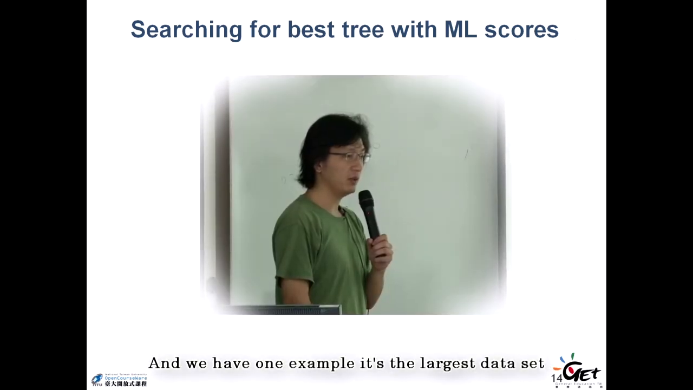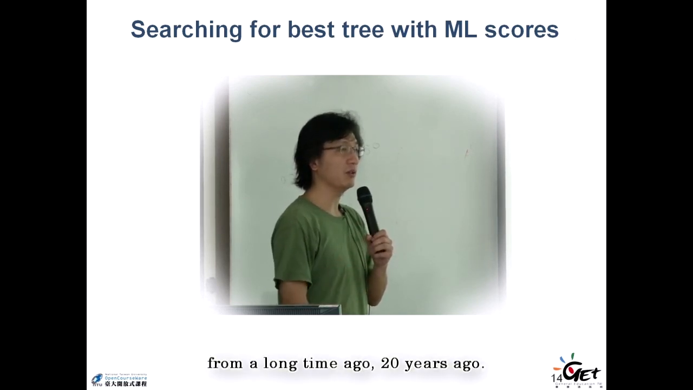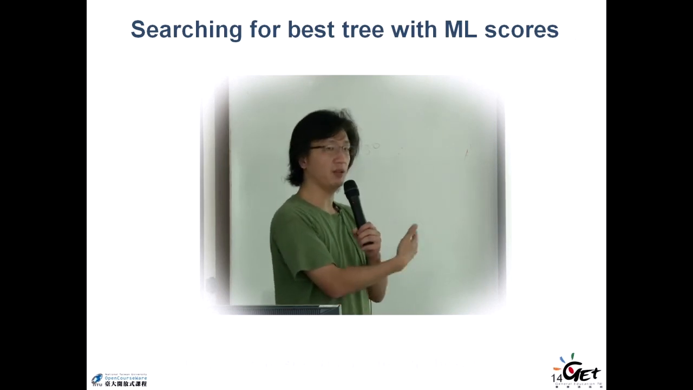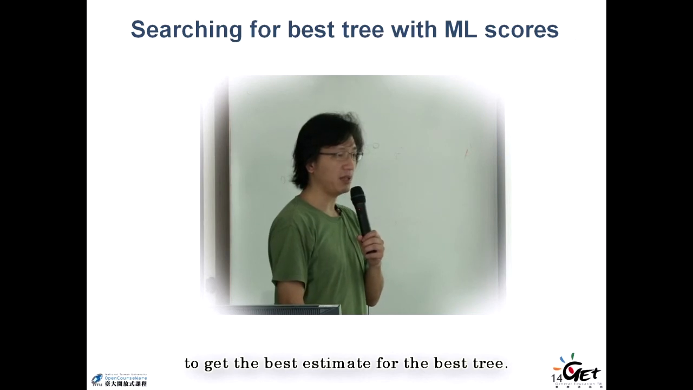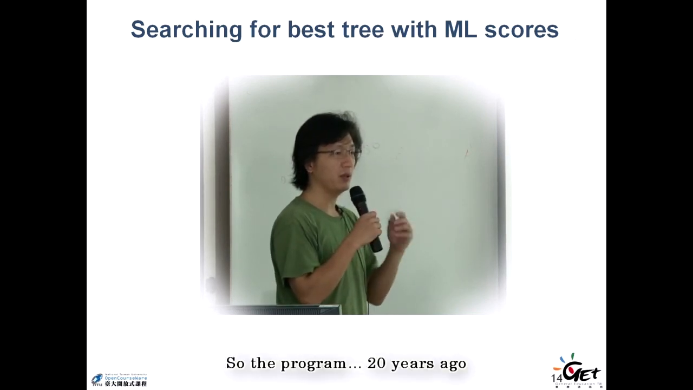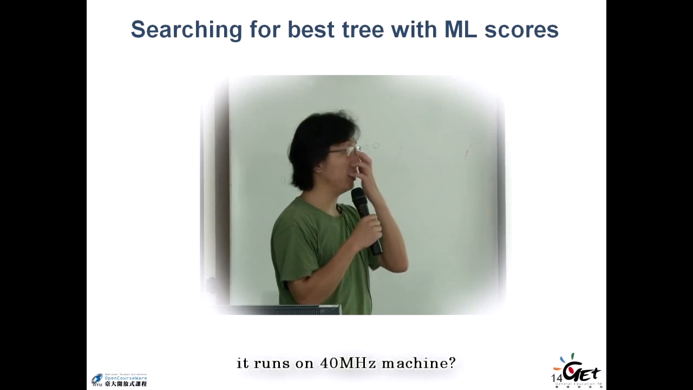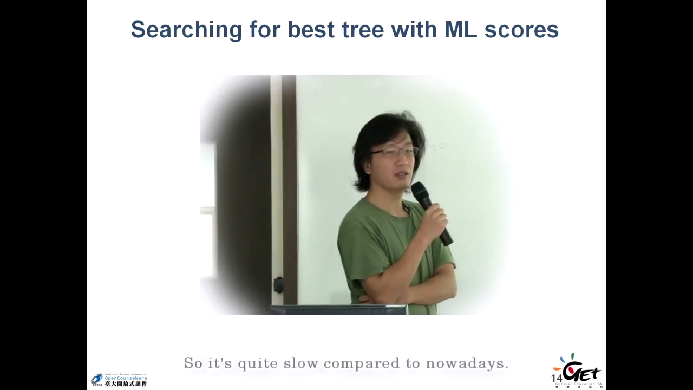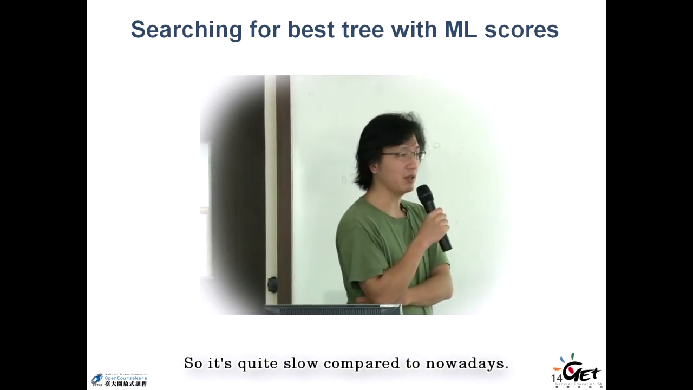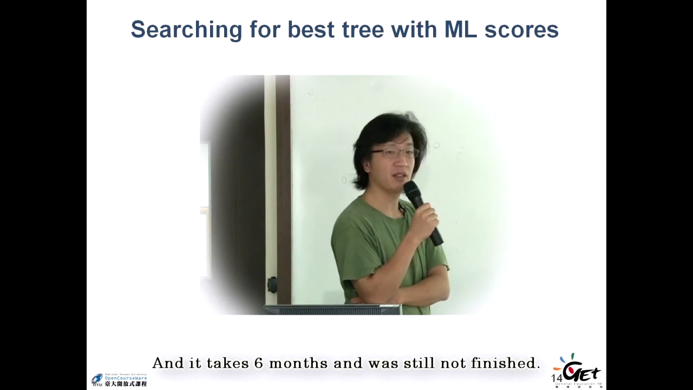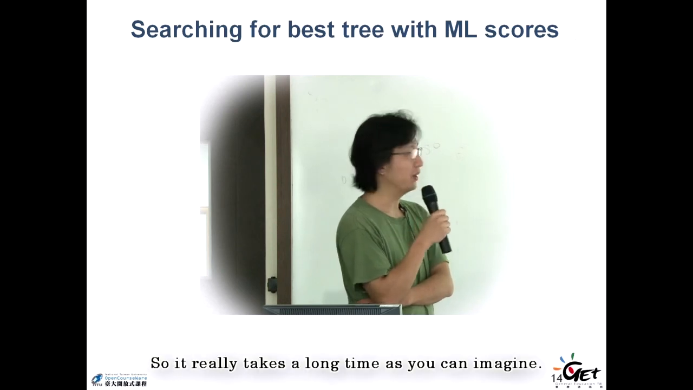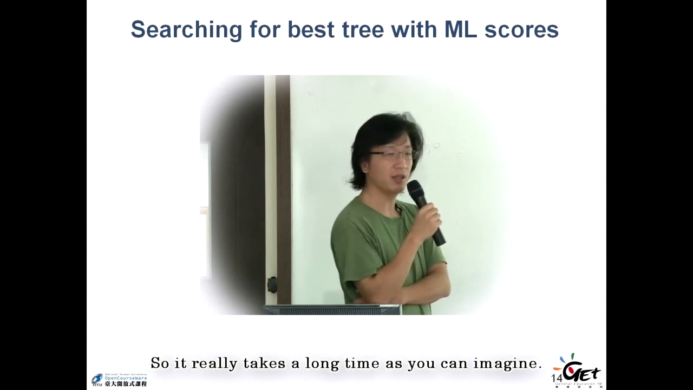One example is one of the largest data sets from a long time ago, 20 years ago. There were 500 genes, and they tried to use the maximum likelihood method to get the best estimate for the best tree. The program 20 years ago ran on a 40 megahertz machine, so it's quite slow compared to computers nowadays. It took 6 months and was still not finished, and they had to stop because they wanted to publish the data. So it really takes a very long time, as you can imagine.